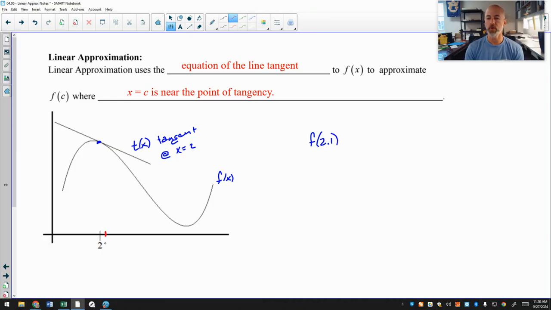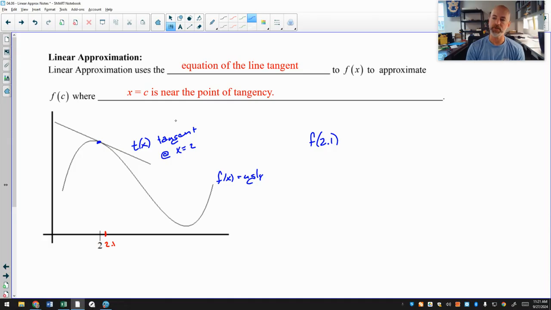If I want to know what f of 2.1 is, it could be that it's really difficult to plug into f of x. It could be that f of x is something really ugly that you just don't want to plug numbers into, especially decimals. It could be that the problem is presented in a way that you don't have an equation to plug in. You may have a table of values or something like that. And so for some reason we cannot plug into f of x.